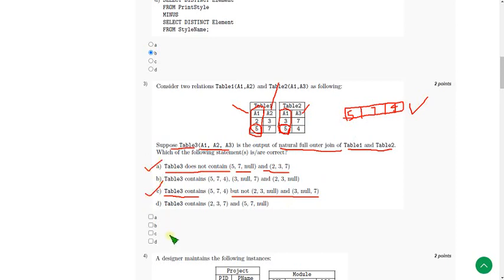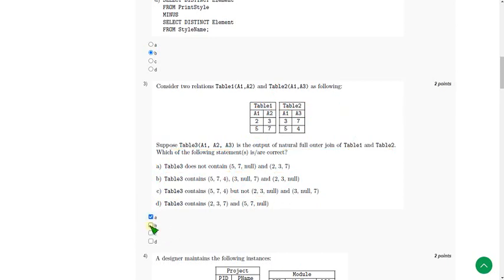Friends, if you have any doubts regarding the solutions, please comment in the comment section. So we'll try to discuss and give the final solution. I hope all these solutions are correct. Most of these are tested.